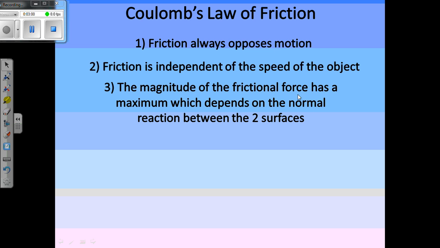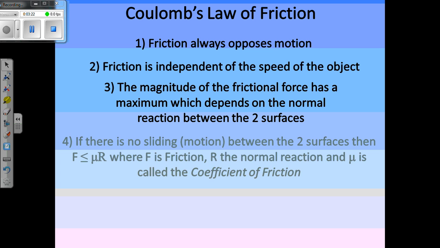The magnitude of the frictional force has a maximum which depends on the normal reaction between the two surfaces. So if you've got a box on a surface, the size of the frictional force depends on the normal reaction of the surface on the box. The bigger that normal reaction, the bigger the frictional force.